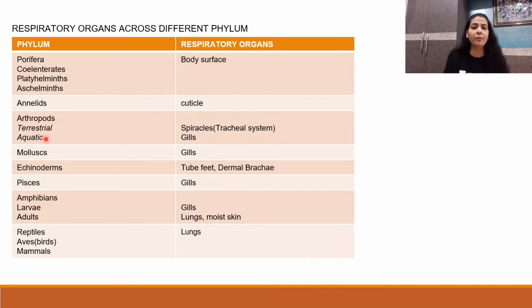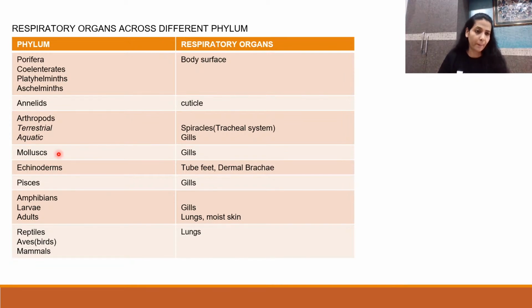But if the arthropod happens to be aquatic, and there are arthropods which are aquatic also, I'm sure you must be recalling the names now, right? If possible, write down a few examples in the chat box of aquatic arthropods. They have gills. So you have to remember that in the phylum arthropoda, if it's terrestrial, spiracles; if it's aquatic, gills.